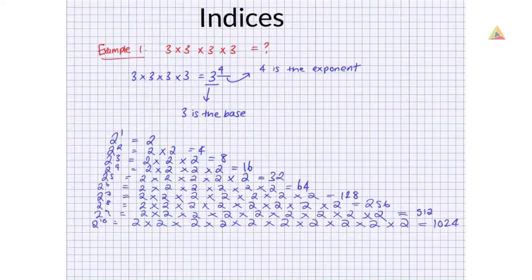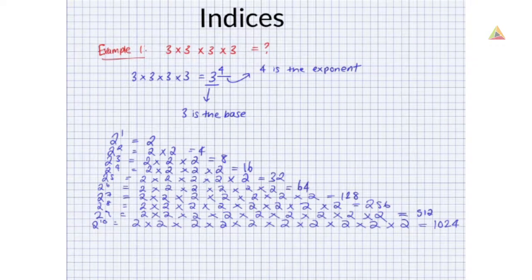So you can see there why it's much easier to write it out as 2 to the power of 10 rather than writing out 2 by 2 ten times. And remember, in this case, 2 would be the base and 10 would be the exponent. So the number that you're multiplying out is the base, and the number that's the power here is the exponent. Those terms are really, really important.